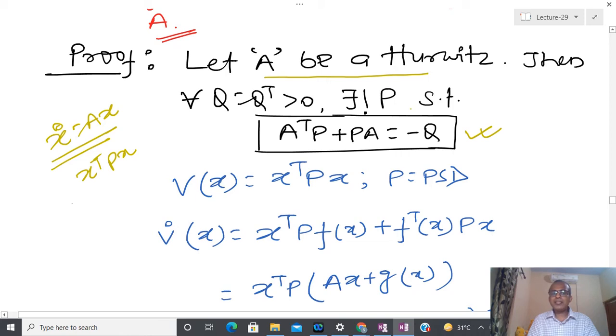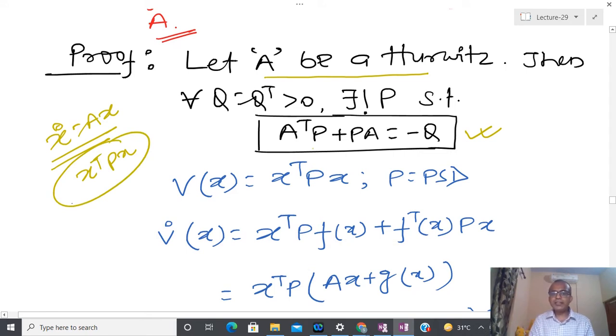Then it is possible to show there exists a unique P, because if A is Hurwitz, I have already proved there exists a unique P such that this Lyapunov equation is satisfied: A transpose P plus PA equal to minus Q, and Q is positive symmetric definite. So we have already proved that. Since A is Hurwitz, I can always construct a Lyapunov function like this. Anyone has confusion?